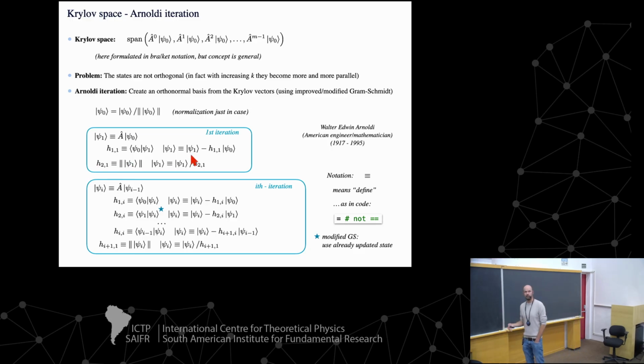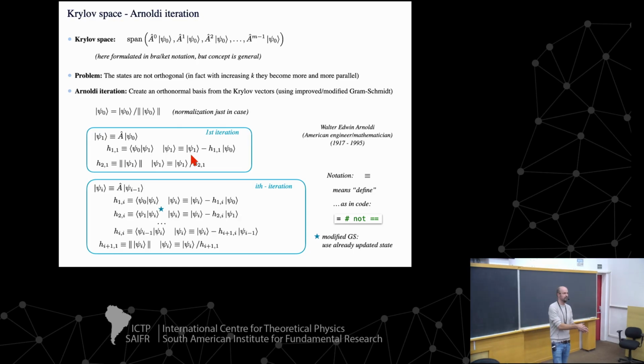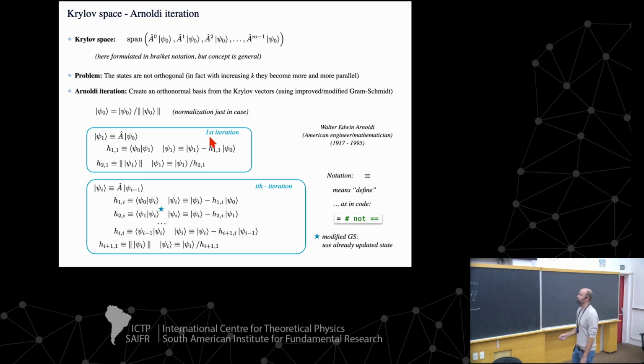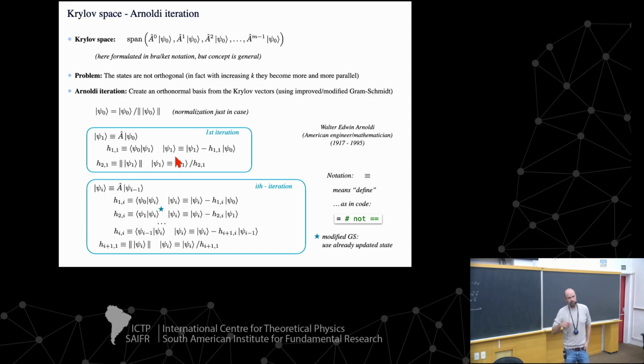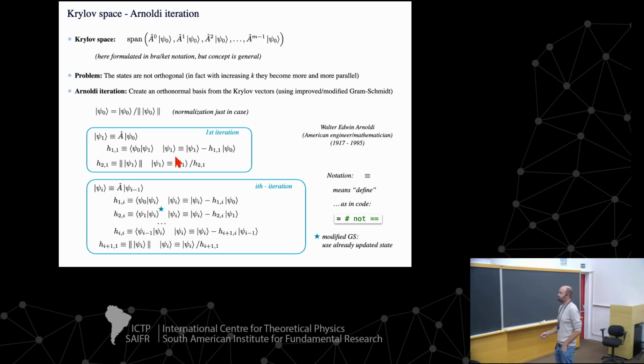Okay, so now I have two vectors. I have the vector psi0, I have the vector psi1, and I know that they are orthonormal to each other because they are orthogonal, because I subtracted this overlapping part with psi0, and I normalized it after that. Okay, so that's kind of the first iteration step. Now, in general, of course, you now keep going with this scheme. So in the iteration number i, for example, the second one, you apply the matrix again to the previous state.